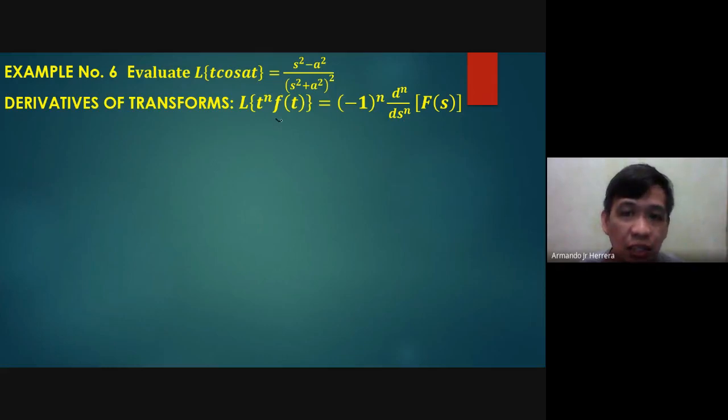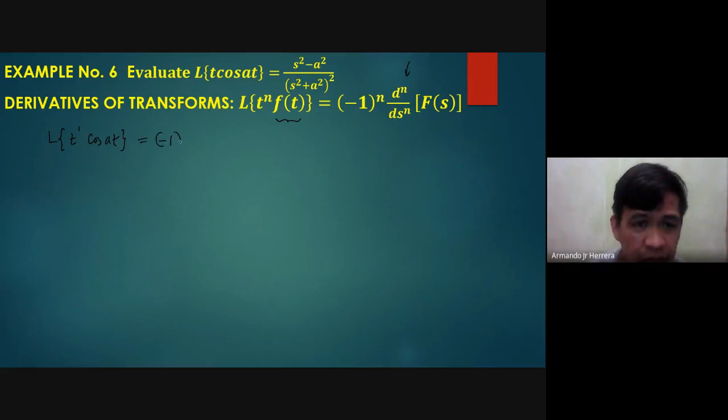So meaning to say, I just need to take the Laplace transform of whatever f of t is here, and whatever the exponent on t is, that must be the exponent of negative 1, and it tells how many times the Laplace transform of that function must be differentiated with respect to s. So in this case, if I have here the Laplace transform of t to the 1 cosine of at, all I need to do is raise negative 1 to the 1 because that n is 1, and then your f of t here is equal to cosine of at.